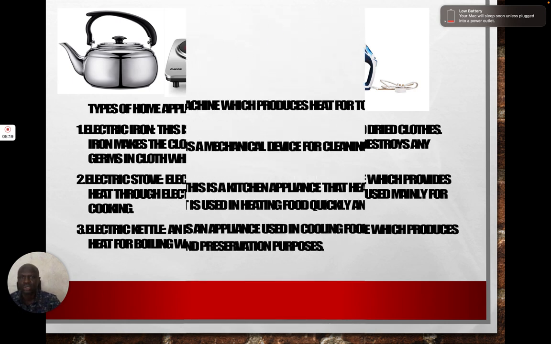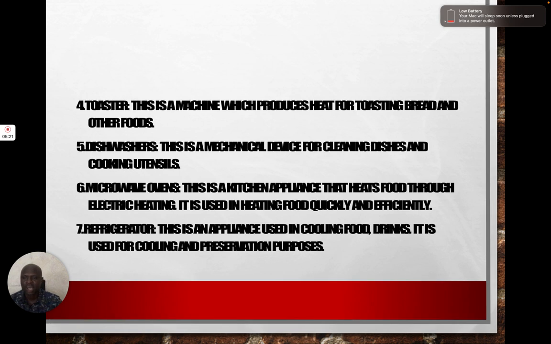This takes us to the next type of home appliances, which is toaster. Toaster, this is a machine which produces heat for toasting bread and other foods. For example, some of us, before we leave our home, we like to take our breakfast and we like to toast our bread. So we make use of toaster to do this.